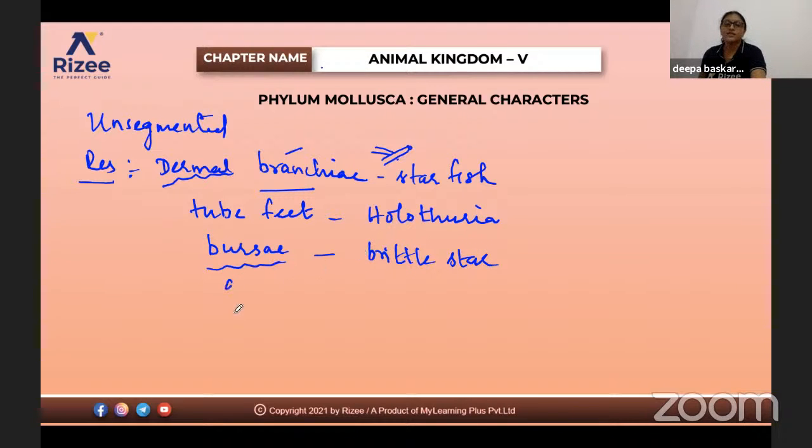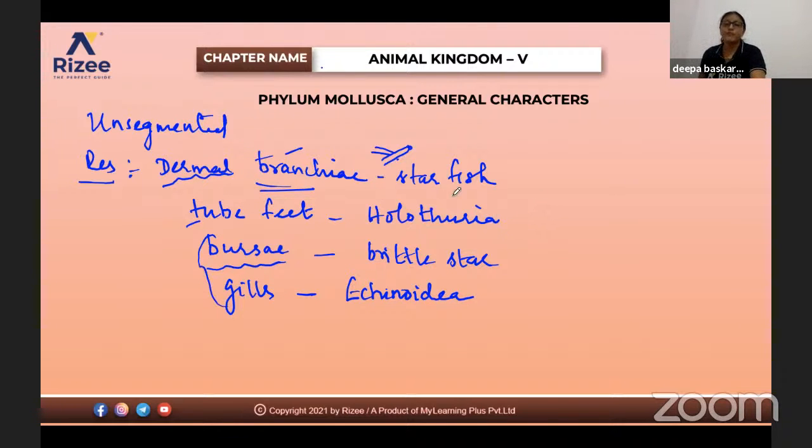And again, gills are also present, for example in Echinodermata. In the book, I think only branchia and tube feet are given. Apart from that, they have bursae also. So that's all about the respiratory system.